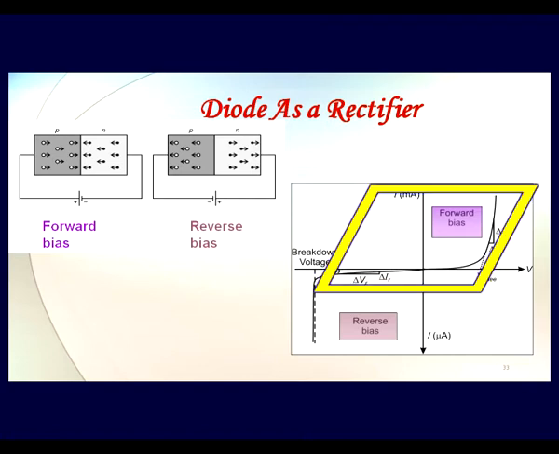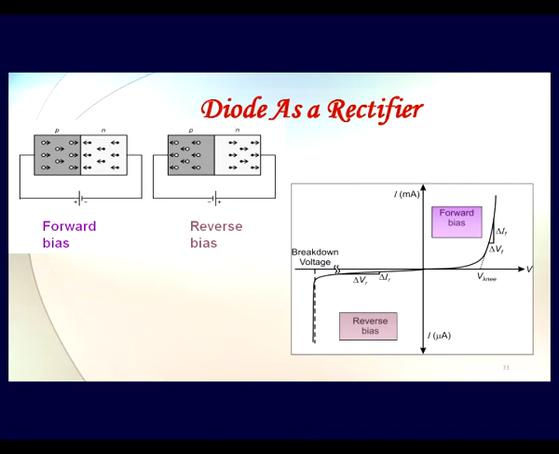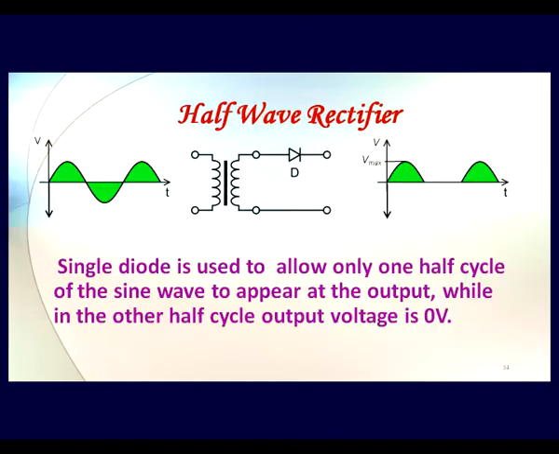So if we bar this region and work only within this range, then we can look at the diode as if it is a switch which conducts when it is in positive mode, but is switched off when it is negatively biased or reverse biased. So this is exactly what is going to be helpful for our rectifier.